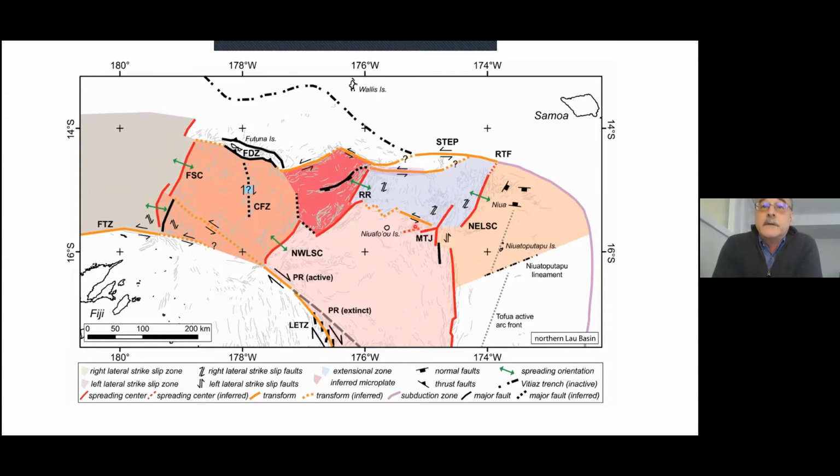And the hallmarks of the formation of these microplates are triple junctions. These are a necessary consequence of the plate fragmentation. And there are potentially half a dozen triple junctions emerging now in the northern part of the Lau Basin. And it's something that we're really interested in looking at in ancient greenstone belts, because these are major magmatic centers of magmatic activity as well. I'll say a bit more about that in a minute.